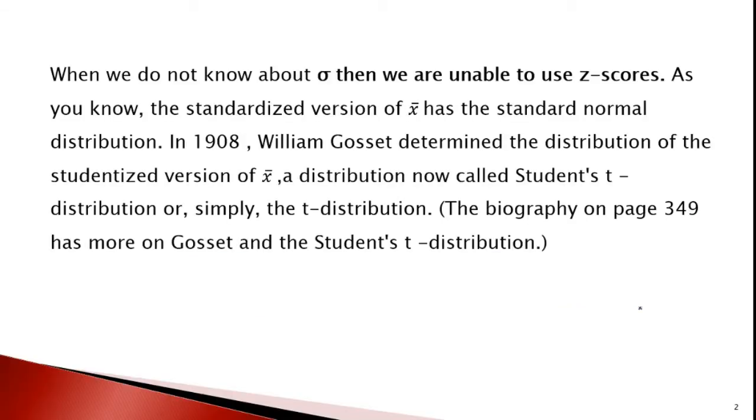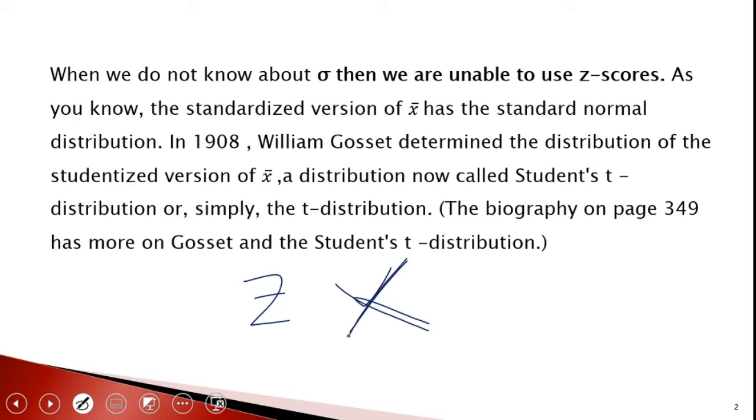When sigma is unknown, we cannot use the C table. We cannot use that one, because sigma is unknown. So we cannot use the C table. Simply, we cannot deal with the C score. So to overcome this case, we introduce another table we call the T table.